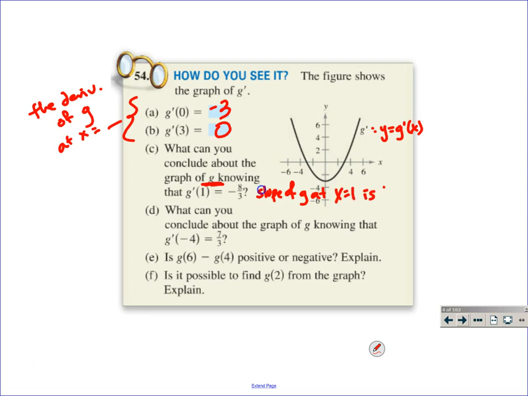is -8/3. What's something else you could have said? Use another part of the description. Sure, the instantaneous rate of G at x equals 1 is -8/3. What else could you have said? It's that easy. What's the third part of the description that we haven't used yet? Good. The instantaneous rate of G is -8/3. Now here's where it gets a little bit snazzy though. How can you have a rate that's negative?